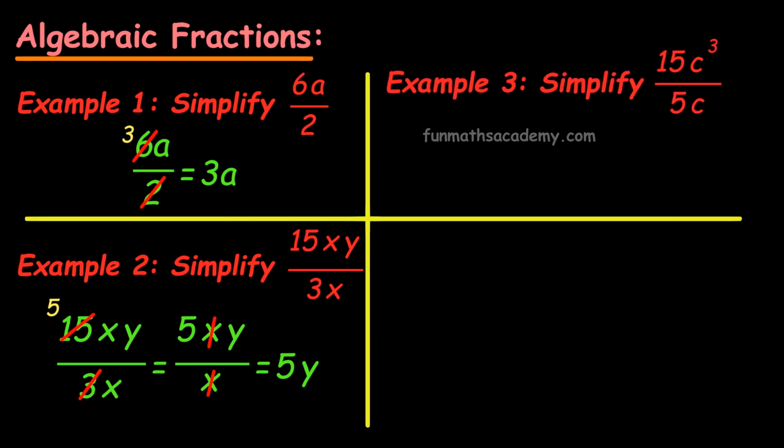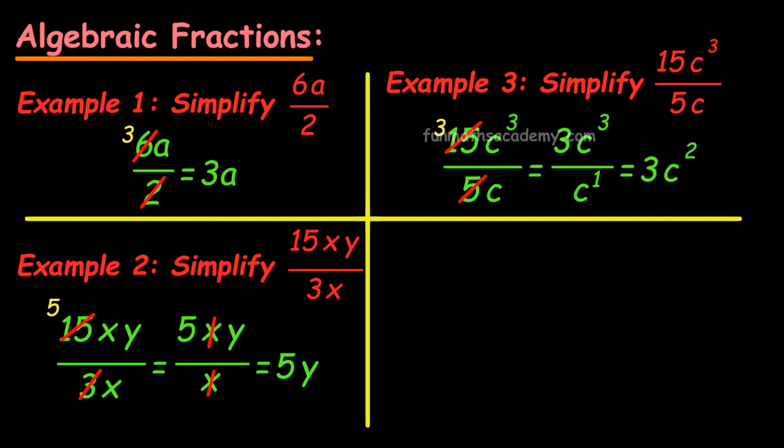Simplify 15c cubed divided by 5c. Divide the numbers. 15 divided by 5 is 3. Now look at the variables. You have c cubed in the numerator and c in the denominator. Cancelling c from both is like subtracting the powers. 3 minus 1 is equal to 2. So we are left with c squared. So the answer is 3c squared. That's a key rule to remember. When dividing terms of the same base, subtract the exponents.